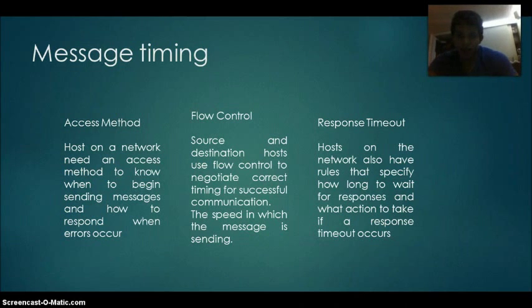And the response timeout is when you are asking for something, you should have a response. If you don't have a response, you should follow a protocol. If communication cannot be possible, you should still always have some response from the receiver.